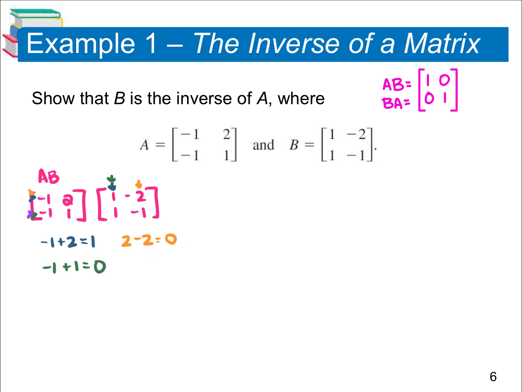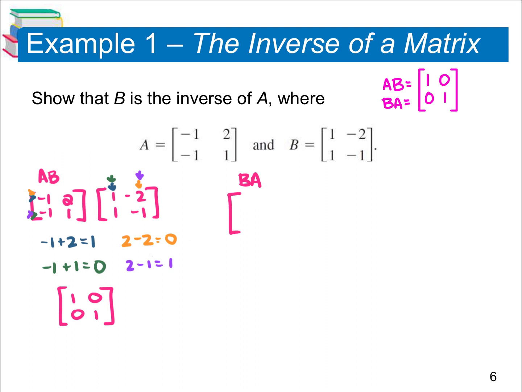Then you have second row, second column. -1 times -2 is +2. And 1 times -1 is -1, giving you 1. So your product is giving you the matrix 1, 0, 0, 1. So this gives you what you are looking for. You still have to find B times A, though.